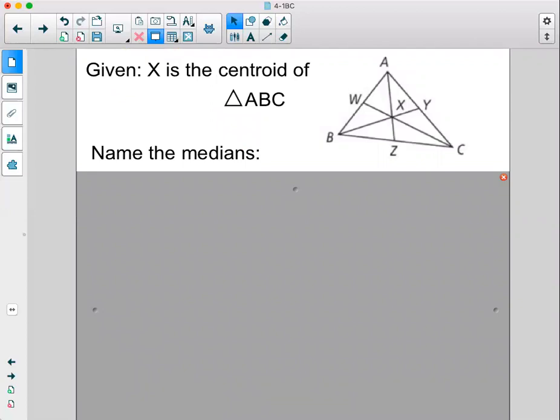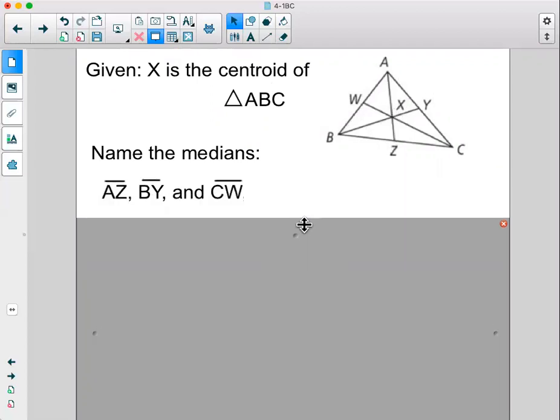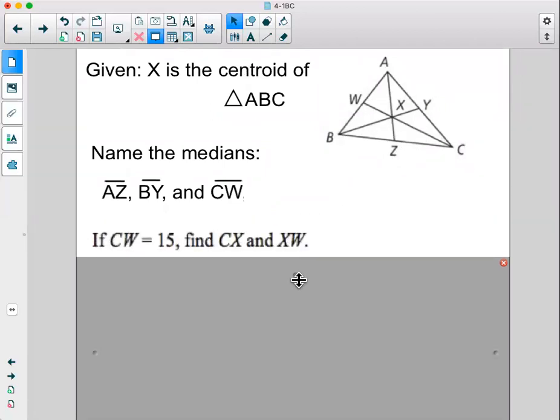So pause, practice on your own paper, and then press play. If you're told X is the centroid, you know the definition of the centroid is where the medians intersect, so therefore your medians have to be AZ, BY, and CW. Next, we have this question. Pause, practice on your own paper, and then press play for the solution.